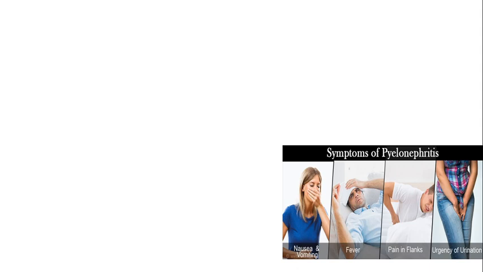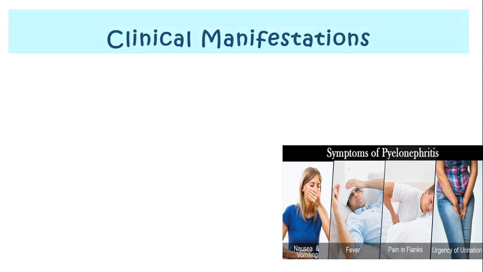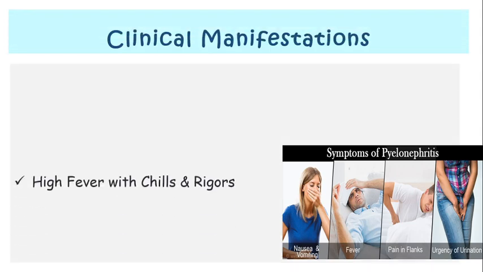But when it comes to pyelonephritis, that is inflammation of the kidneys, the patients are toxic. They are very ill with very high fever, with chills. There will be severe pain in the kidney region, that is in the flanks or in the loin. At the same time, they will have nausea and vomiting, increased frequency of urination, dysuria and discoloration of their urine. So these are the clinical manifestations in pyelonephritis.